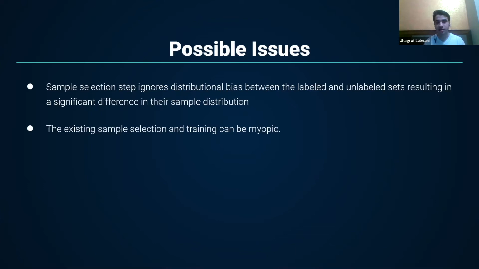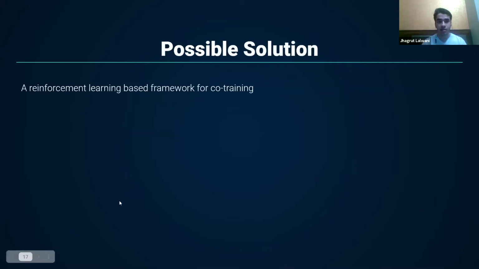The other is that the existing sample selection and training can be myopic. That is, only those unlabeled examples which align well to the current model will be picked up during the iteration, and the model might totally fail to generalize the concept of the complete sample space. Next slide, please.